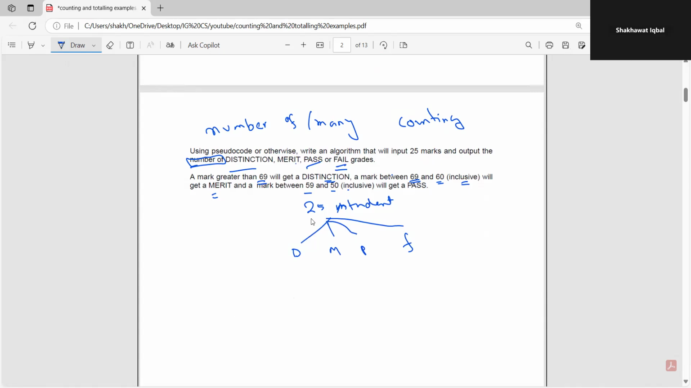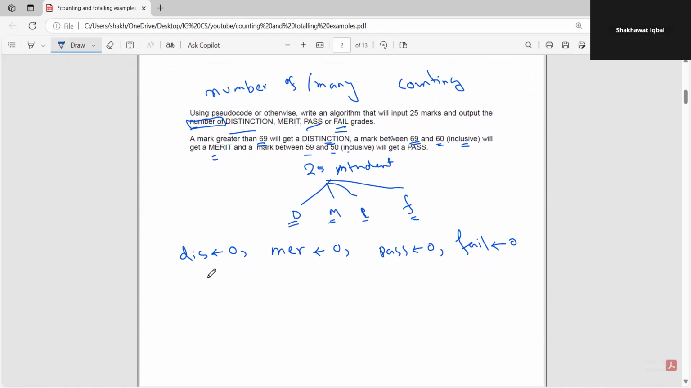So let's start. How many types of student do we have? 4 types. So we have to create a variable for these 4 types because we have to show how many are distinction, how many are merit, how many pass, how many are fail. Clear? So that's why we need 4 variables that will hold the value. So in short, we can write distinction initially 0, merit 0, pass 0, and fail 0.